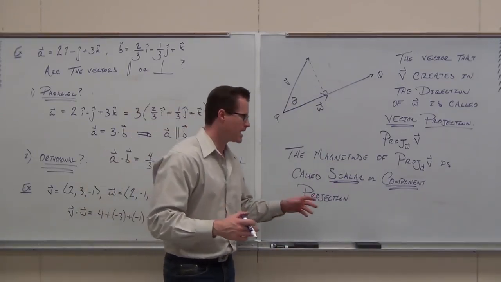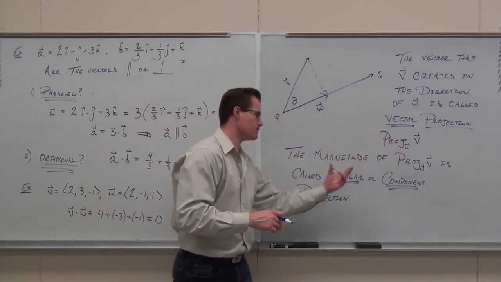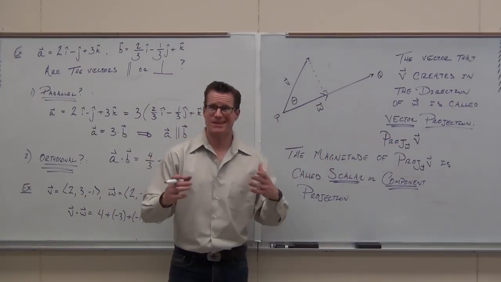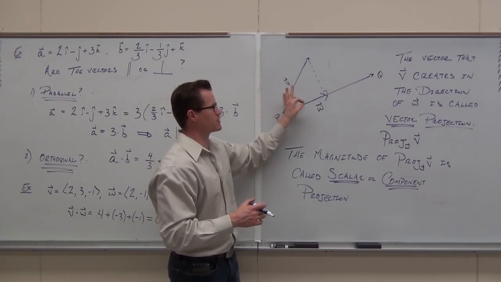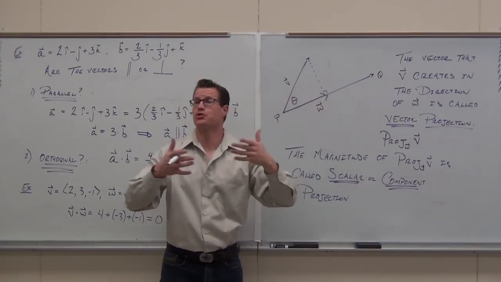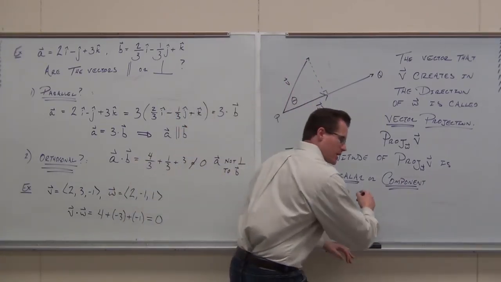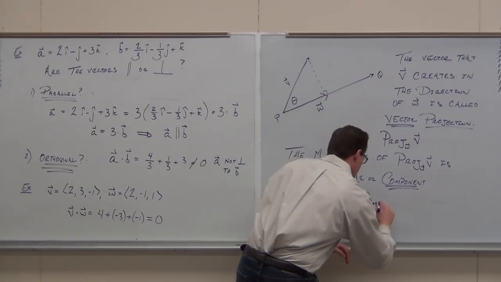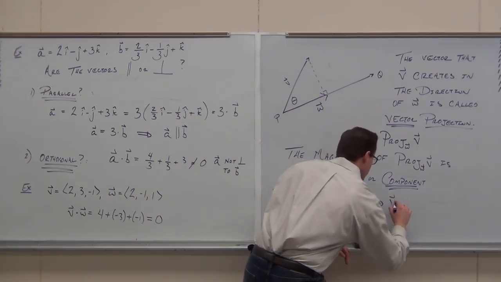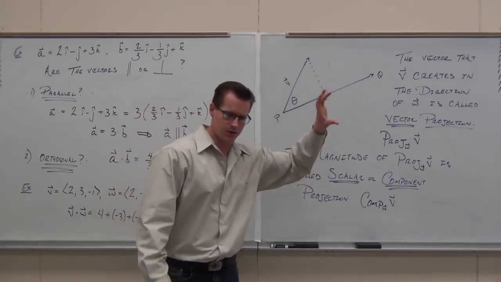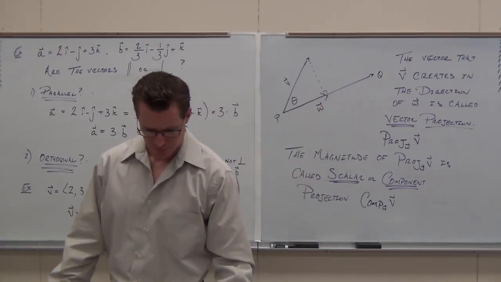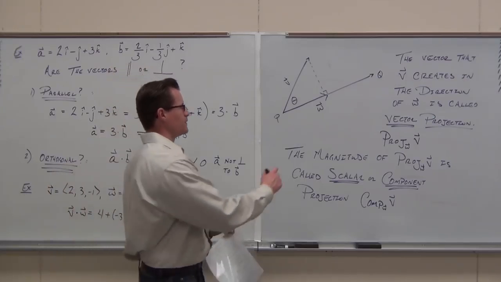So every vector's got a magnitude. The magnitude of this one's called component projection. Basically, it says, hey, how much of this vector is moving along W? What's the length it would create there? And it's written like this. Component vector V onto vector W. This vector right there.